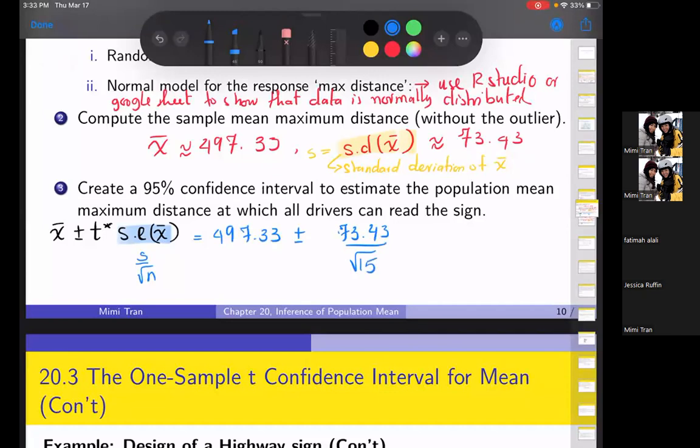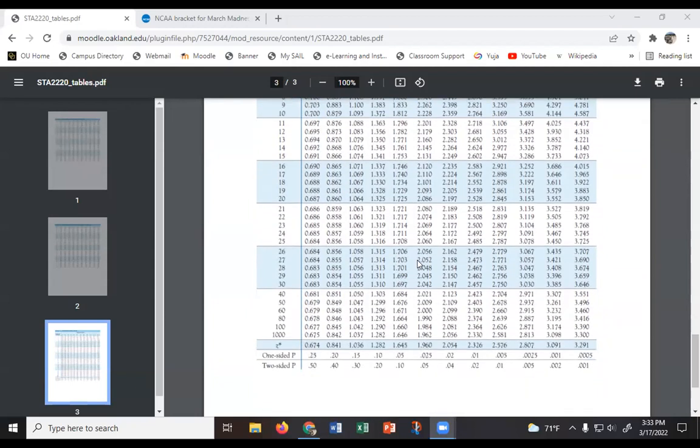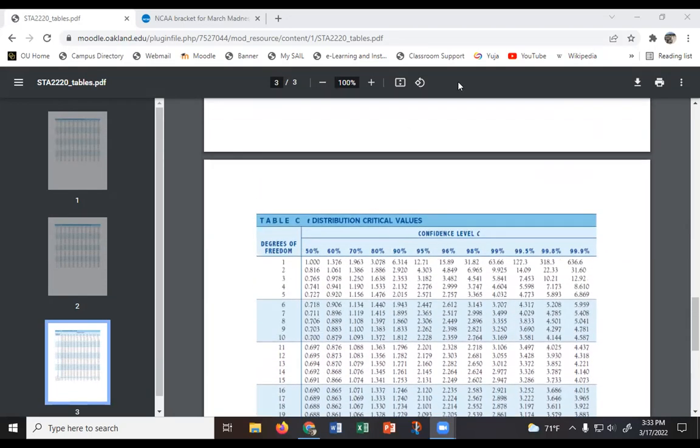Okay, T star. I'll show you how to look up T star. Right, on the third page of your Moodle table, we do the 95% confidence interval. So you want to look at the 95% column, and then the degrees of freedom. What's the degrees of freedom here? Sample size 15, so degrees of freedom 14, right? So 14, 95%, 2.145. That's your T star. 2.145. Oh, yes. Yeah, right. 2.145. Yep.